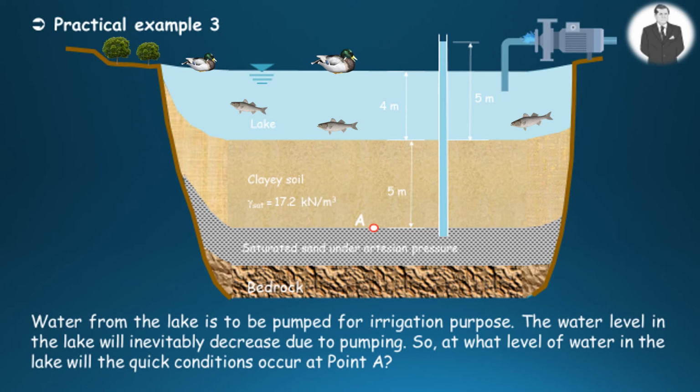Now you have a final but a smart example. For irrigation purpose, water from the lake is to be pumped. As a result, the water level in the lake will decrease. So at what level of water in the lake will the quick conditions take place at point A?